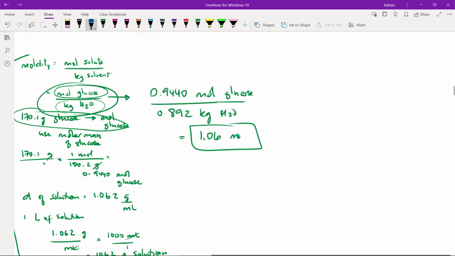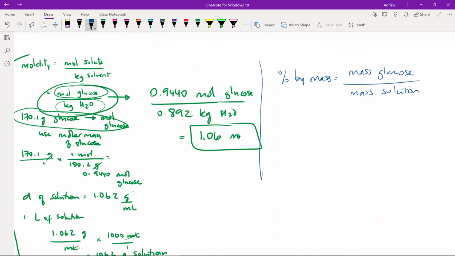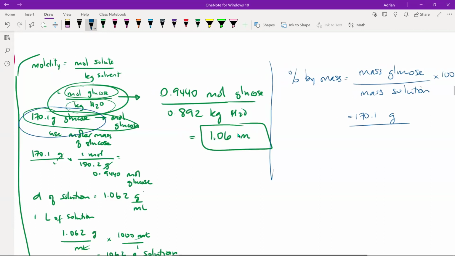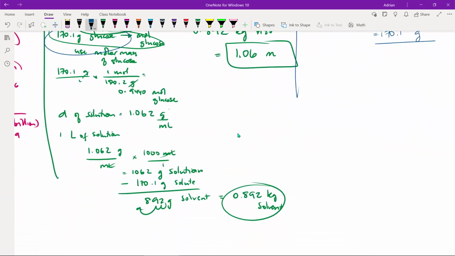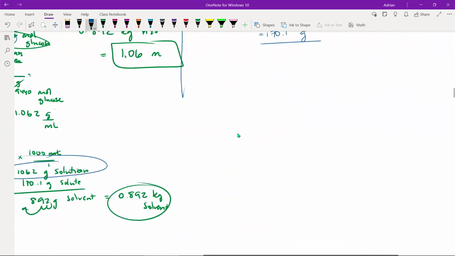Okay, so percent by mass here would be mass of the solute, which is the glucose, over the mass of the solution, right? Part over the whole, and then times 100. So we know what the mass of the glucose is. It's 170.1 grams. Now we've already found the mass of the solution from what we did before. So we had 1,062 grams of the solution.